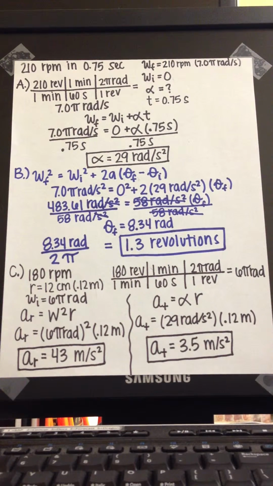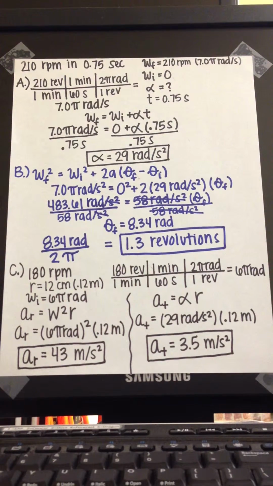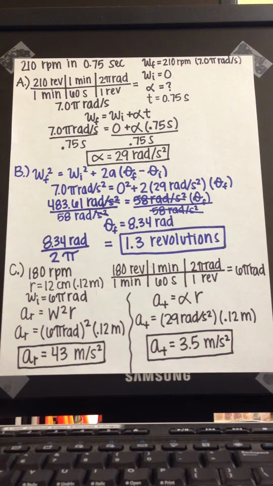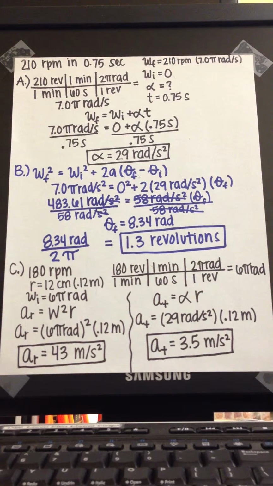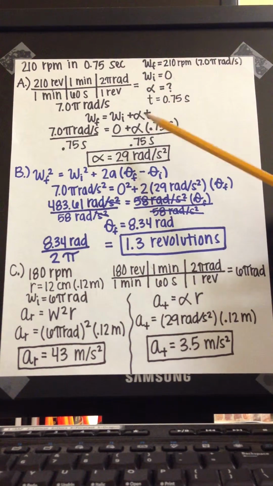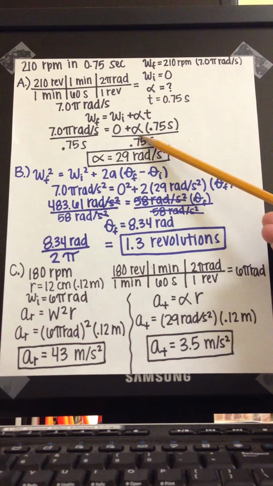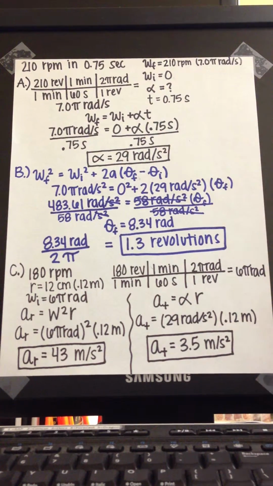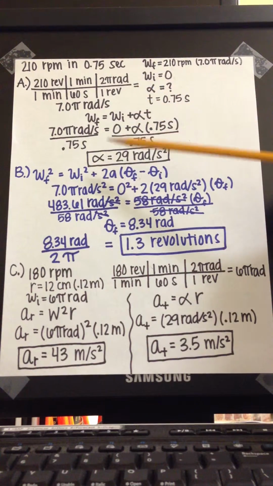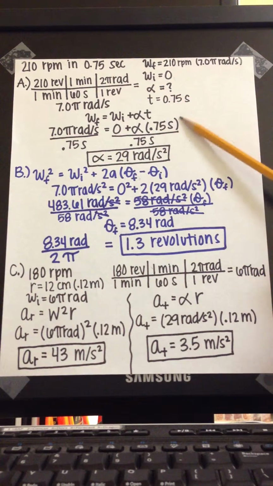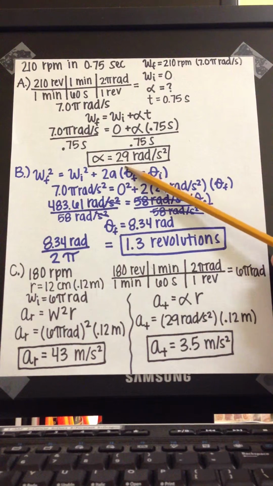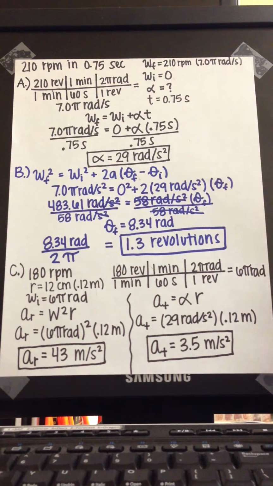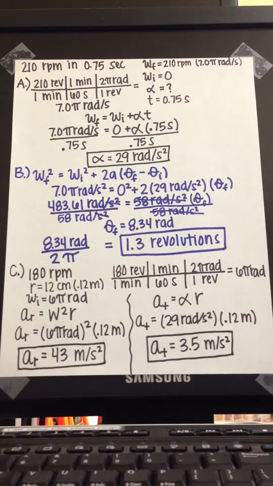And then to get the angular acceleration, you use the formula: final velocity equals initial velocity plus angular acceleration times t. You use that because you know the final velocity, you know the initial velocity, you are solving for angular acceleration, and you know t, so it's an easy way to get angular acceleration. Once you plug in all your values, you get that the angular acceleration is 29 radians per second squared. And that's for part A.